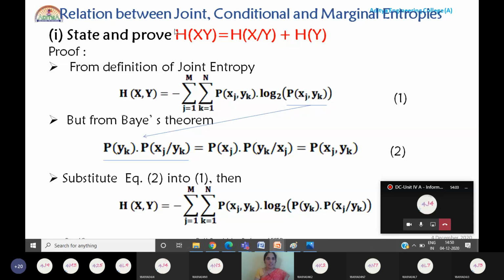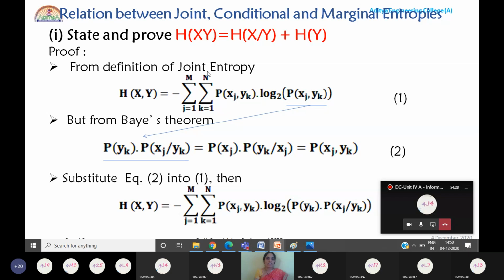Okay, so please see, let us prove the relation. Now what is H of XY? I think you know the definition for H of XY. What is the definition? In order to prove these things, take the LHS, the left hand side part, that is H of XY. From the definition of joint entropy, what is H of XY?